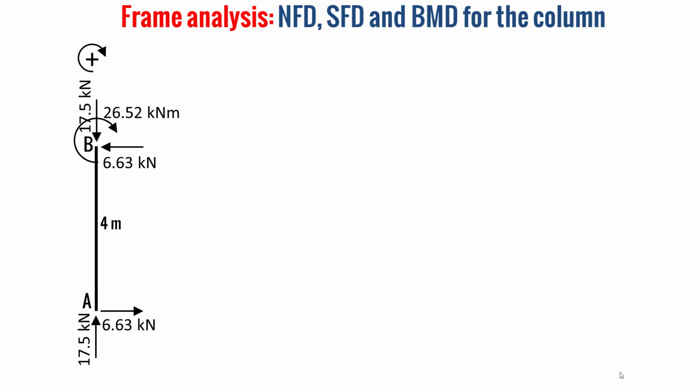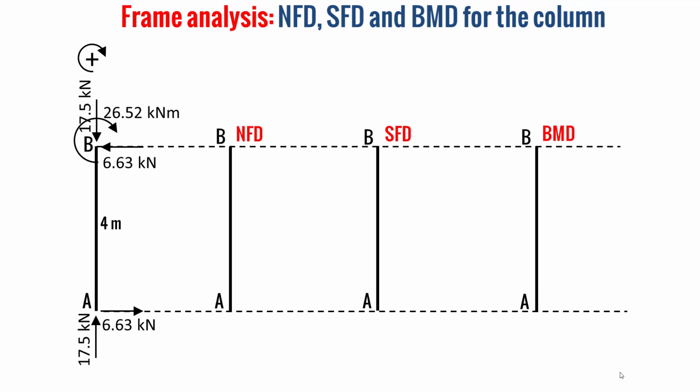Well, now I'll explain how to determine the normal force, the shear force, and the bending moment diagrams for the column. So we have the column, and we have the forces, the horizontal and vertical forces, and the moments applied on the points A and B of this column. And based on these forces, we will try to elaborate the normal force diagram, the shear force diagram, and the bending moment diagram. For the normal force diagram, it's clear that the column is subjected to a compression of 17.5 kilonewton. So the normal force diagram will be like this.